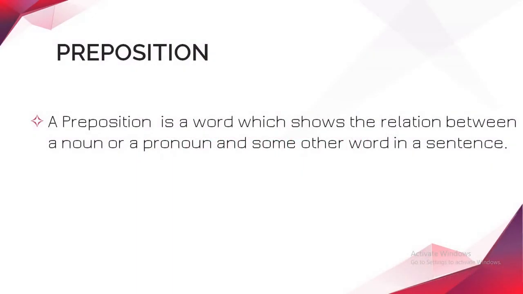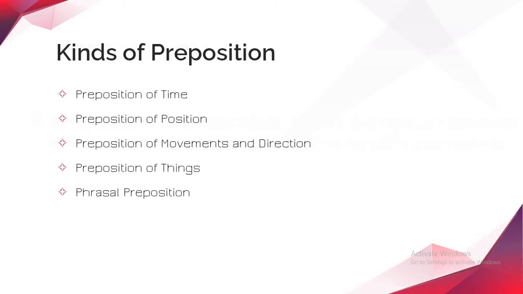What is a preposition? A preposition is a word which shows the relation between a noun or a pronoun and some other word in a sentence. So in a way, a preposition shows a relationship between a noun and a noun in a word or in a sentence. There are different kinds of preposition: preposition of time, preposition of position, preposition of movements and direction, preposition of things, and phrasal preposition.